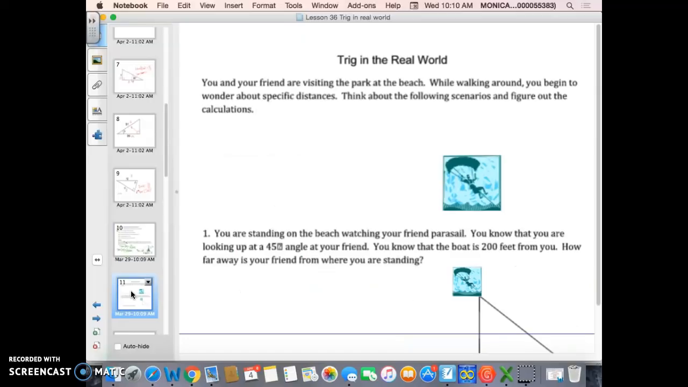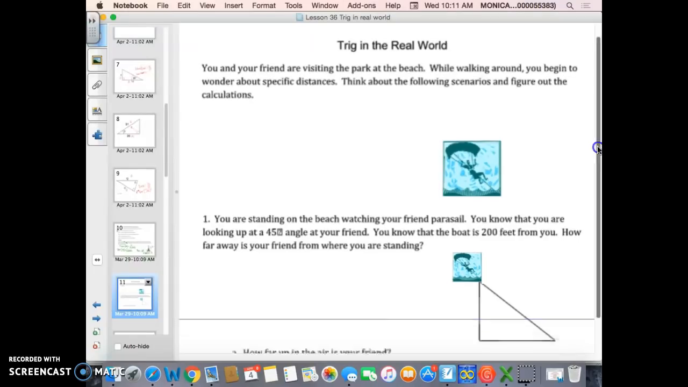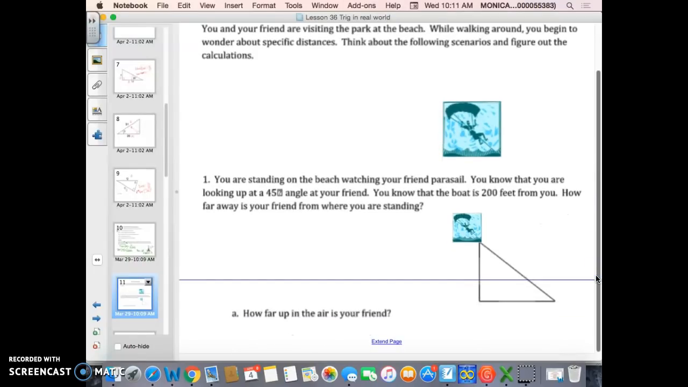Next, you have to type it in your calculator to get the answers if you want full credit. You and your friend are visiting the park at the beach. While walking around, you begin to wonder about specific distances. That's what I do when I'm on the beach. So think about the following scenarios to figure out your calculations. So this is a guy parasailing. That's going to be our first example problem.